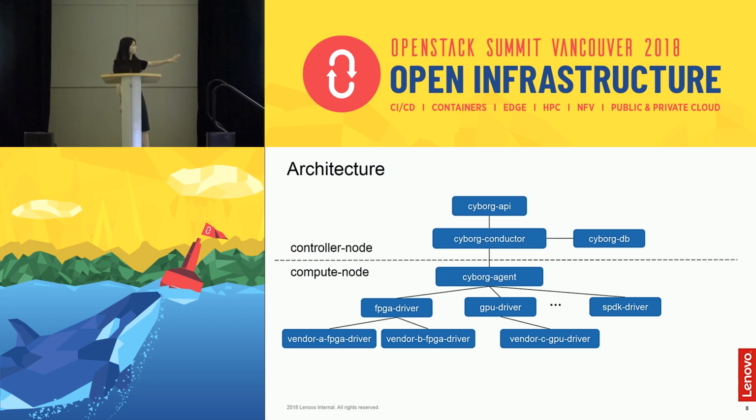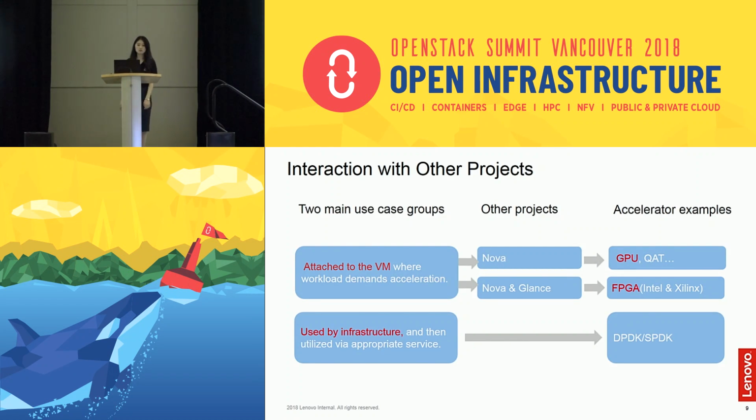And the Cyborg agent is on the compute node. It's responsible for collecting information about accelerators and reporting it to the conductor, as well as managing different accelerators' lifecycle via the Cyborg drivers. And for each type of driver, there are multi-vendor drivers. Next is how Cyborg is used in OpenStack, where according to the Cyborg specification in the Rocky release, there are two main use case groups.